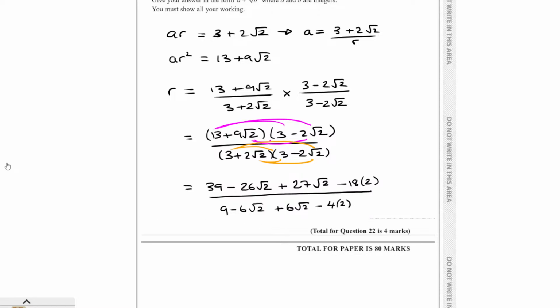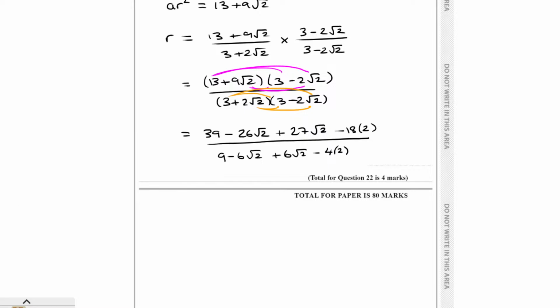Okay, let me scroll down again so we can keep simplifying. So the numerator, we've got 39 minus, and then obviously 18 times 2 is 36, so that would be 3, wouldn't it? And then negative 26 root 2 plus 27 root 2. Well, because they're both root 2s, I can actually add them, so that would just be plus root 2, wouldn't it?